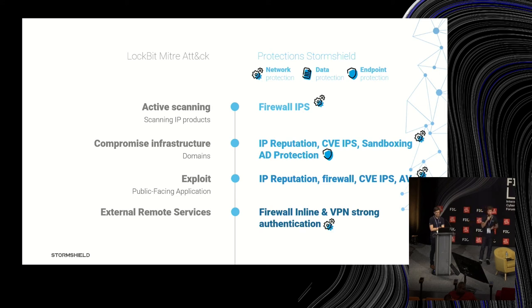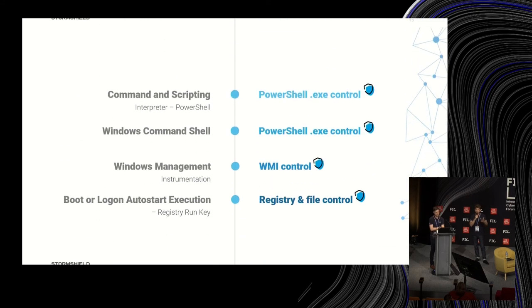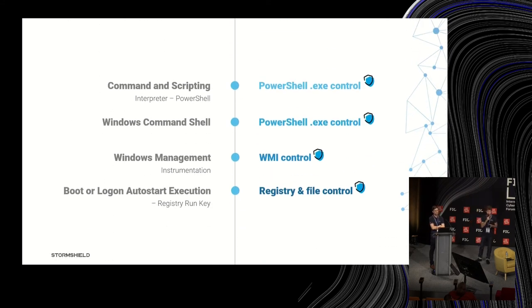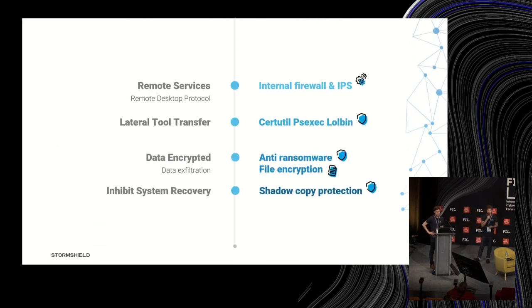Obviously, the VPN, of course, to connect from outside, and double authentication is also a solution when there's a credential theft. Double authentication can help you, and then the further you go, the more we talk about workstation protection with PowerShell control, registry, and file control. All of this is done by SNS evolution. And then you also have, to conclude, to avoid the tool transfer.